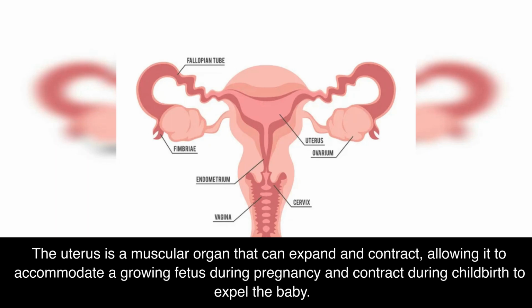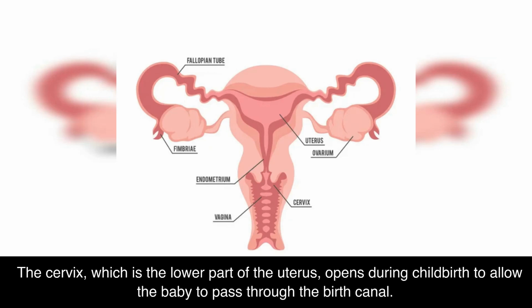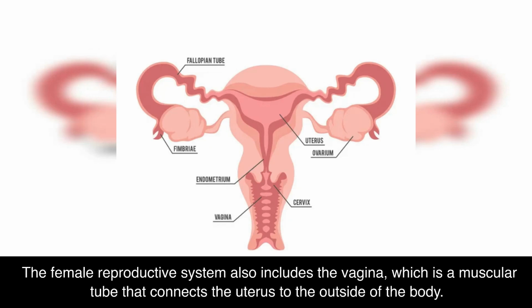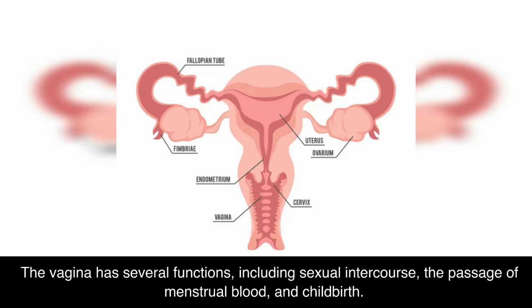The uterus is a muscular organ that can expand and contract, allowing it to accommodate a growing fetus during pregnancy and contract during childbirth to expel the baby. The cervix, which is the lower part of the uterus, opens during childbirth to allow the baby to pass through the birth canal. The female reproductive system also includes the vagina, which is a muscular tube that connects the uterus to the outside of the body. The vagina has several functions, including sexual intercourse, the passage of menstrual blood, and childbirth.